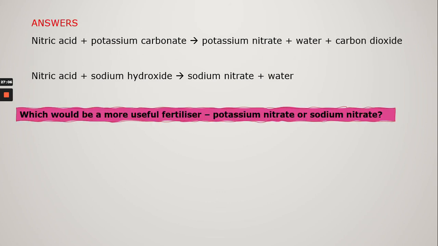Okay, so here are your answers. The extra product, if we've got a metal carbonate, is going to be carbon dioxide. And if we've got nitric acid plus sodium hydroxide, we're going to make sodium nitrate and water. No carbon dioxide this time, because this is not a carbonate.